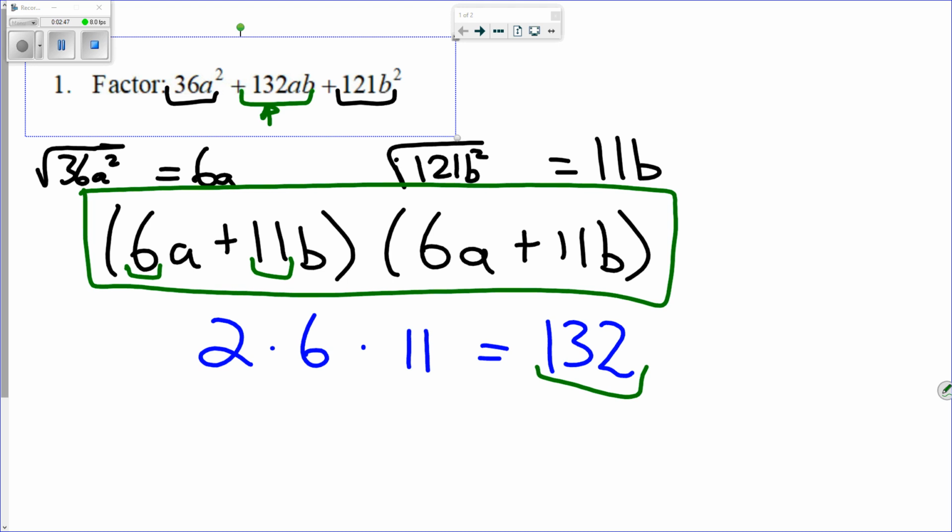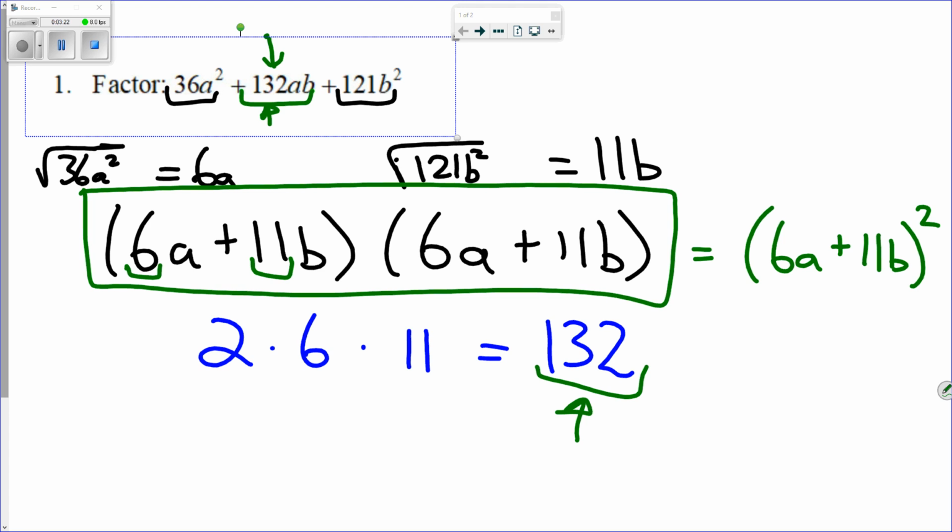If this number here had been something besides 132, or if this number here had been something besides 132, then we could not use this method. But here's one of those special cases where we have the same factor. It's going to be 6a plus 11b times 6a plus 11b. So this is one of those special occasions where we can take a shortcut like that.